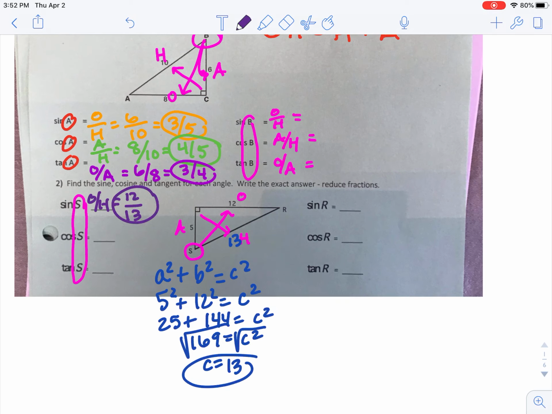Okay, and same thing. Now from here, when you get to this side, notice that all of these are from R. So you're going to have to start from R and go across that way to get opposite and adjacent, okay? But you should be able to do those on your own.